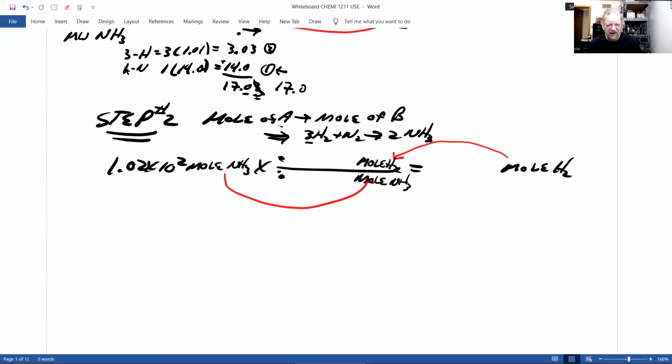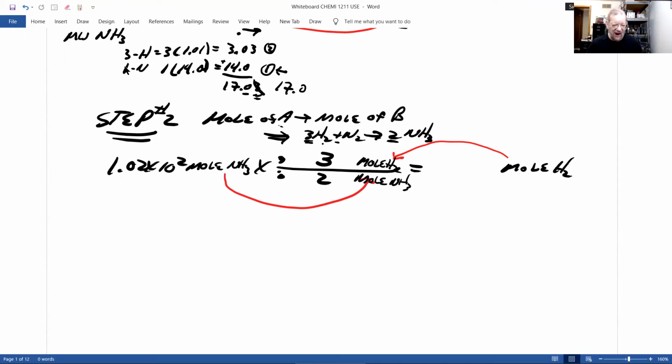The coefficient tells me molar relationships. And for this one, the 3 in front of H2 hydrogen tells me 3 moles of hydrogen gas make how many moles of ammonia? 2 moles. Again, the coefficients of a balanced chemical equation give you molar relationships. For every 3 moles of hydrogen, I make 2 moles of ammonia. And that's what I have here.